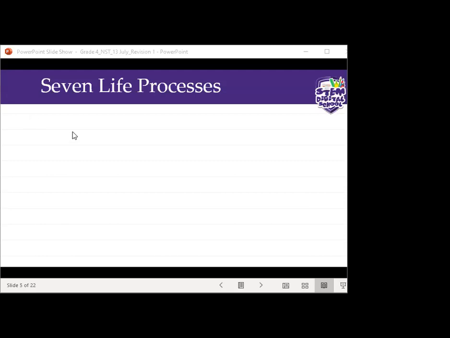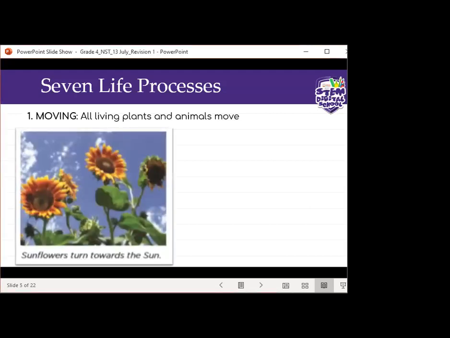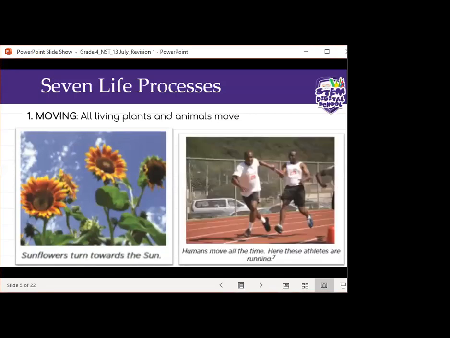All right. So as Tyron mentioned, one of the living processes is moving. What we know about moving is that all living plants and animals move. Some textbooks say that it is moving, other textbooks call it movement. Just remember it is the same thing. And here we have an example of sunflowers which turn towards the sun. We also have humans who move all the time. And here we have athletes who are running.